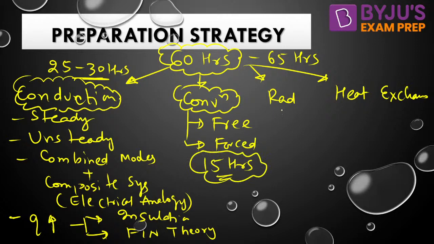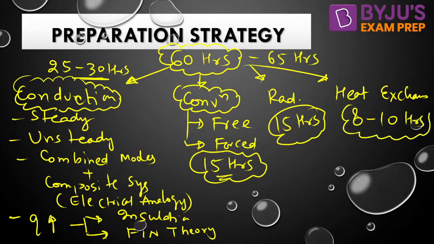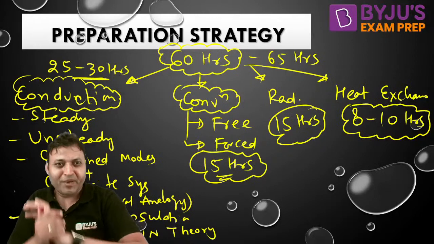The radiation involves the basics, then radiation laws and radiation analysis using the circuit diagram, that also requires around 15 hours. Convection and radiation will be completed in around 15 hours each, and the heat exchanger is a relatively smaller topic, so 8 to 10 hours will be sufficient to cover all the topics of heat exchanger.